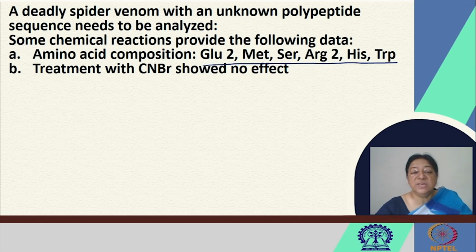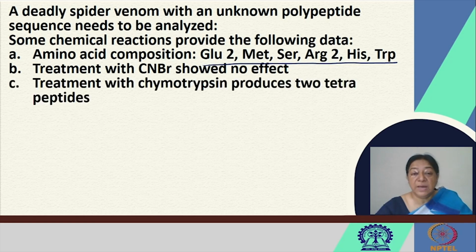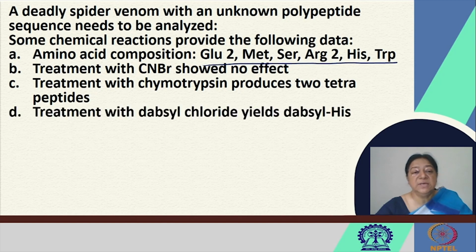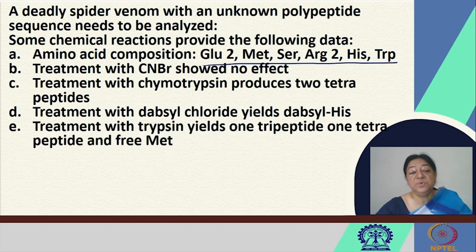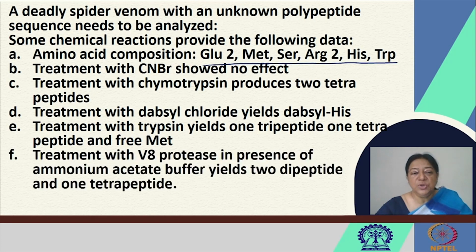The treatment with CNBr showed no effect. The treatment with chymotrypsin gave 2 tetrapeptides. Treatment with dansyl chloride yields dansyl histidine. Then treatment with trypsin gave 1 tripeptide, 1 tetrapeptide, and free methionine. So based on all this information, we are now going to work on each of the points to find out what the overall sequence is. So this gives us an idea of how to identify the polypeptide sequence from the specific enzymatic or chemical reactions that are done on the polypeptide.